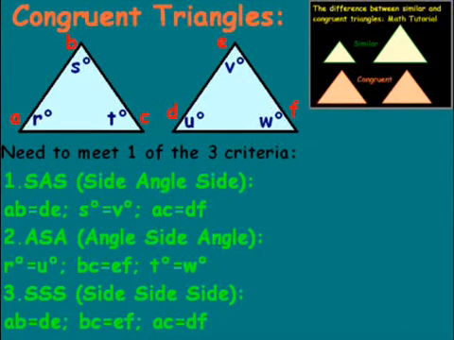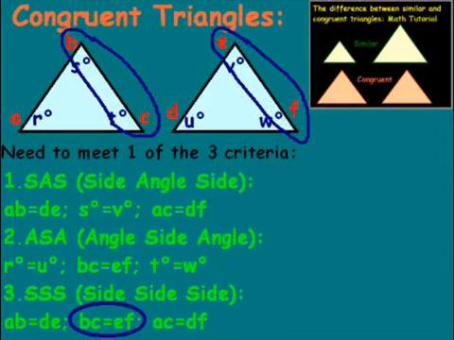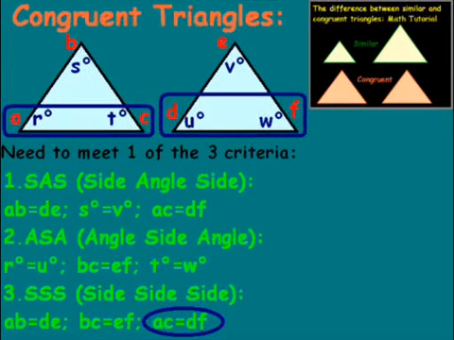The third criteria that we could meet to give ourselves a congruent triangle is side side side, or SSS. I'm going to give a quick example here. Let's say side AB equals side DE, side BC equals side EF, and finally we could have side AC equal side DF, which I've highlighted all of those.